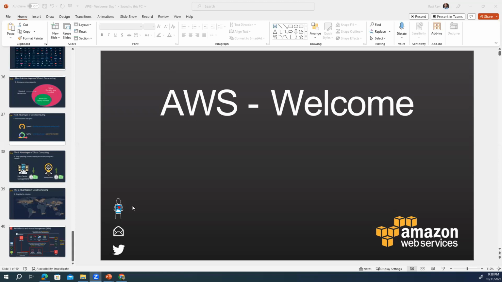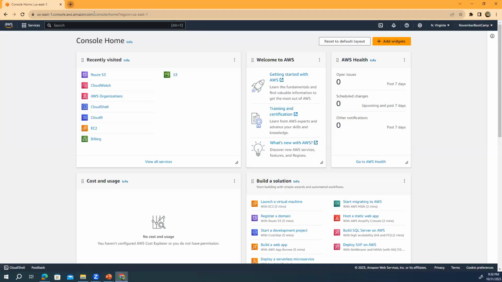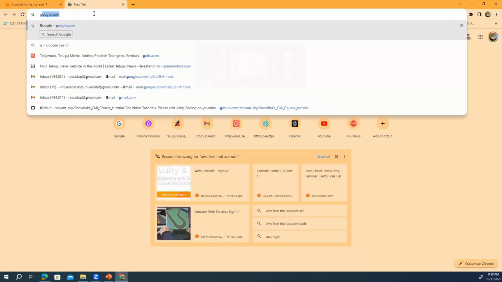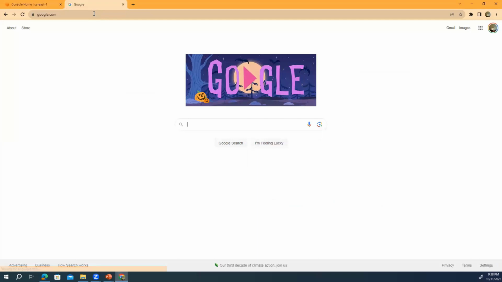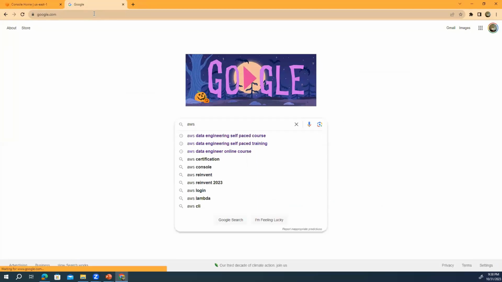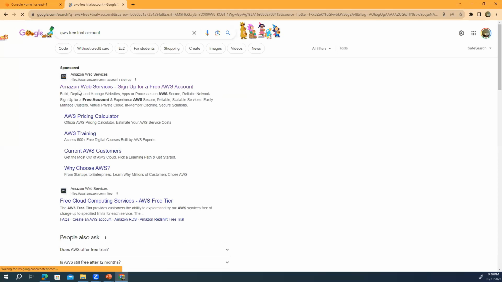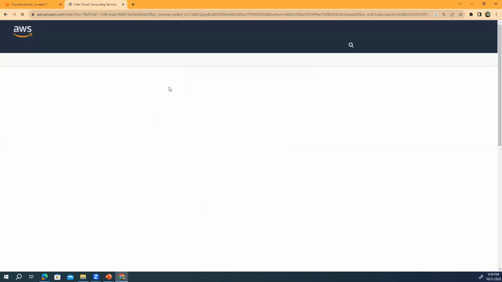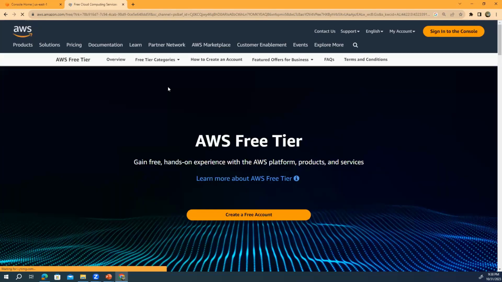What I want you to do in the meantime is go here, those people who do not have any AWS free trial account. Search for something like AWS free trial account, and you'll see Amazon Web Services, sign up for a free AWS account. Please open that one. Here you will be getting this AWS free trial. The expectation is that by tomorrow, once we join here, everyone has this AWS free tier account created.